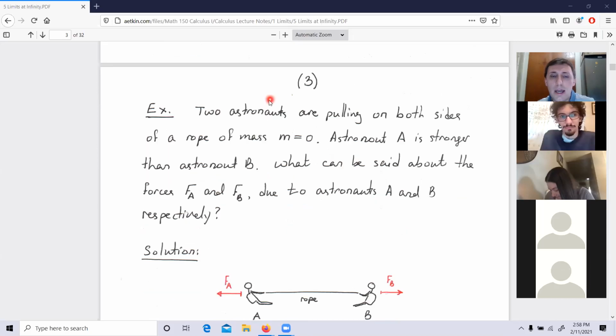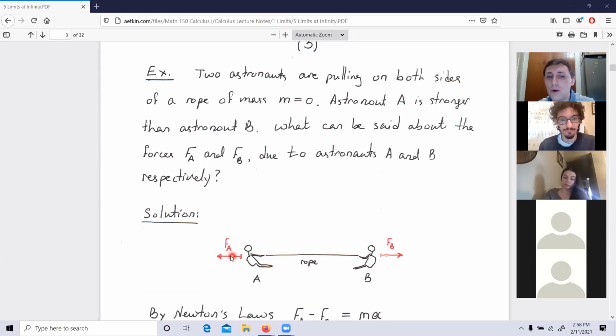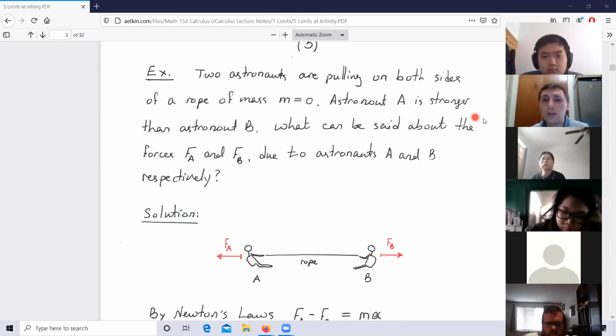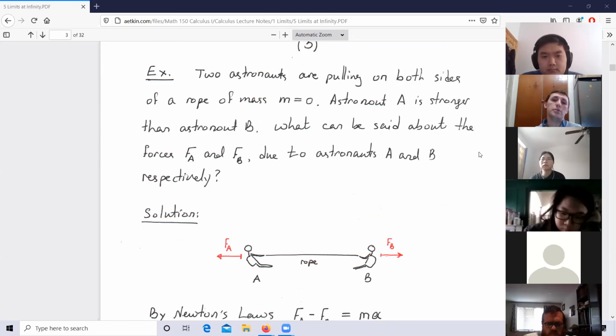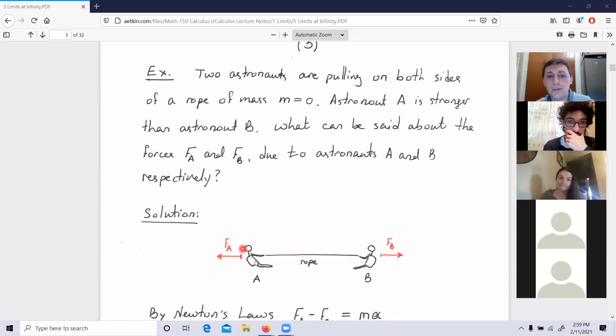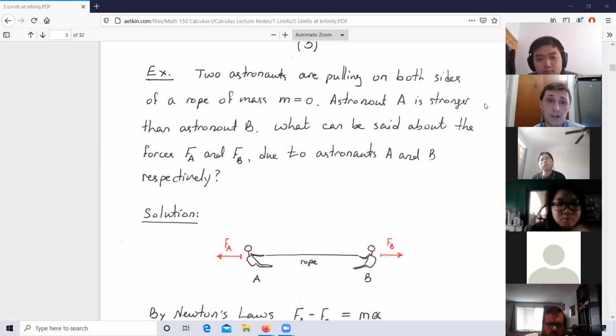Okay. What can you say about the relationships of the forces? So one astronaut might be very strong compared to the other astronaut. One astronaut is super muscular, the other astronaut is scrawny. Who do you think pulls this rope hardest? Which astronaut is pulling harder, do you think? Which force is stronger? You imagine two astronauts pulling on the rope. The rope has 0 mass. What is the relationship between the force applied by A and the force applied by B? Which force is bigger, you think? Let's say A is a stronger guy than B.